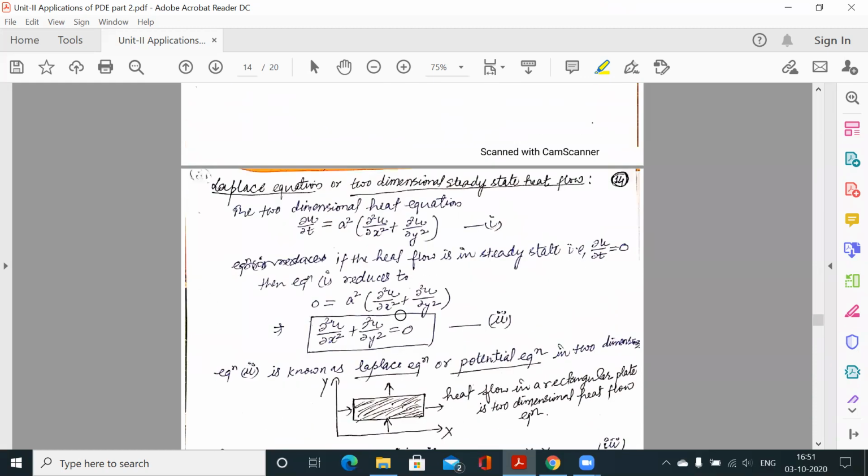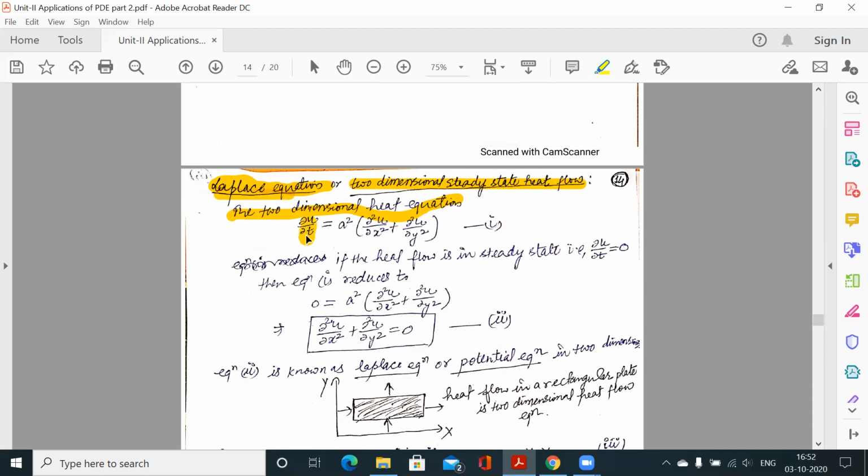So now the Laplace equation. Initially we solved the wave equation, then the heat equation, now the Laplace equation. So the Laplace equation is also called two-dimensional steady state heat flow. What is the meaning of steady state? Steady state means independent of time. Independent of time means it does not depend on time. So the Laplace equation is a two-dimensional heat equation.